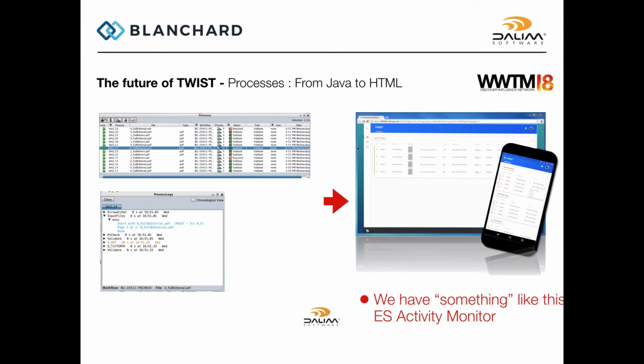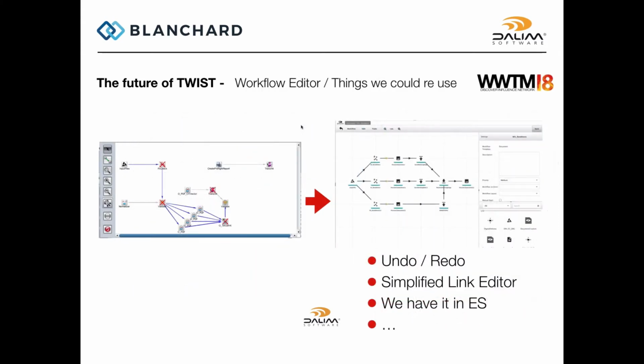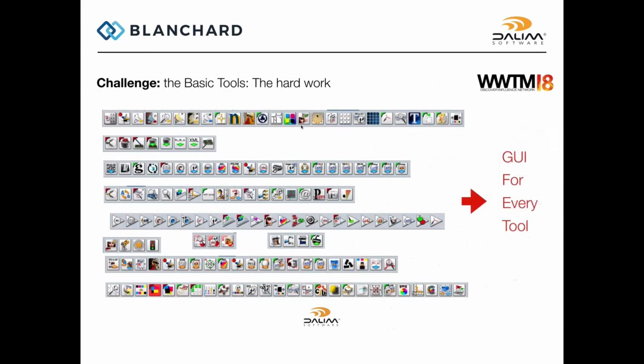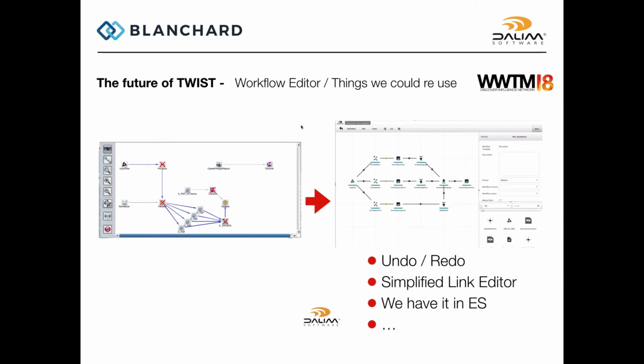So they start looking at the tools themselves, what's being used inside of the Twist editor. And you have the processes view. And as you noted, they have something really similar in the ES Activity Monitor. You have the workflow editor itself, and something very similar, especially with the new interface inside of ES, with the workflow editor that's in ES.